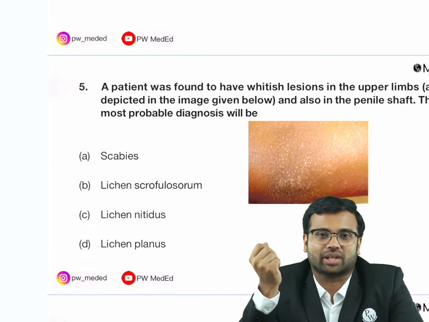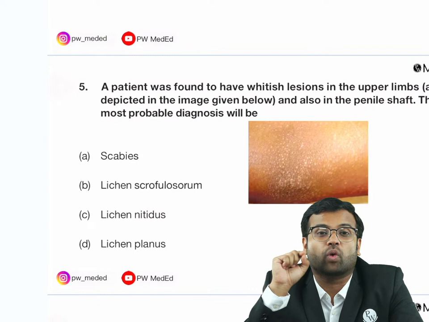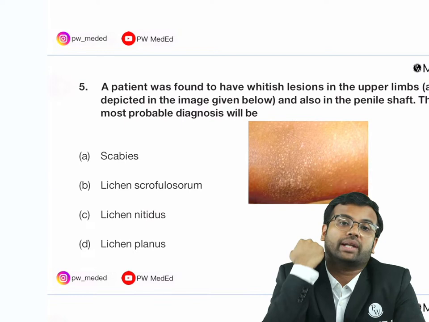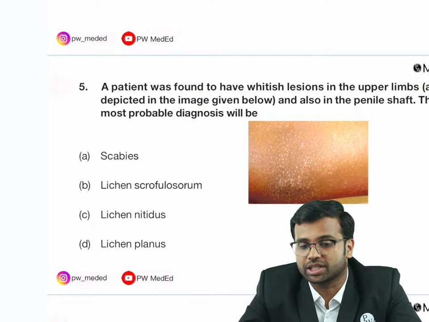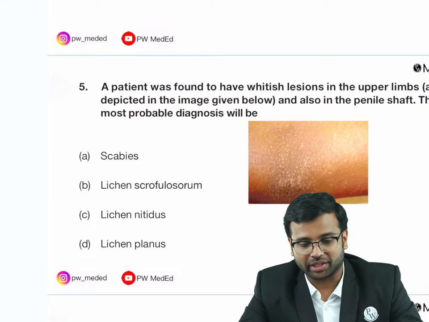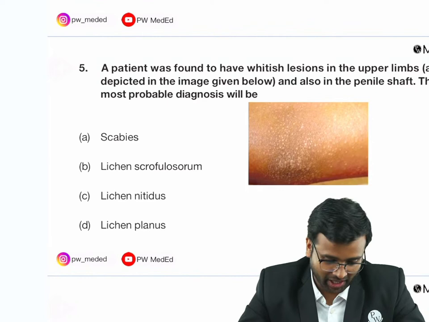So what you can see is that there are multiple whitish pinpointed papules seen over the upper limbs, like the elbow area, and these kind of lesions are also seen on the penile shaft. So what is the likely diagnosis? Anyone, give it a try. So lichen nitidus. Yes, so obviously this is not scabies, right?